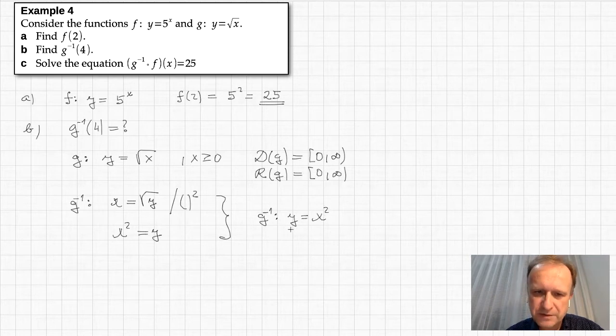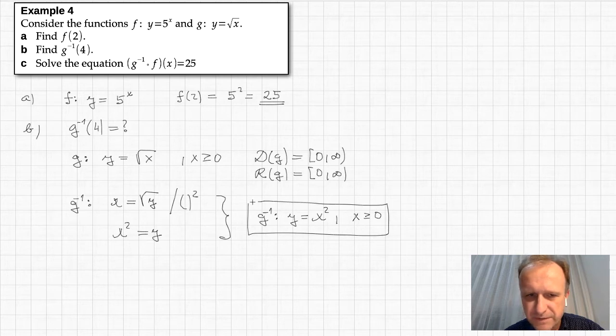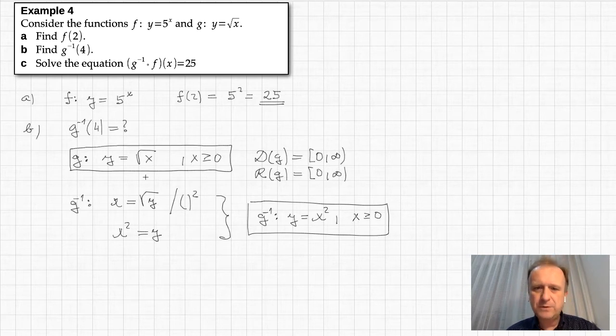Now what we have to take into account is the fact that the domain of the inverse function should be the same as the range of the original function, and hence I have to write: x is greater than or equal to 0. So this is the inverse function for the function g given by this formula. You see this is not an ordinary quadratic function. It's a quadratic function with a restricted domain.